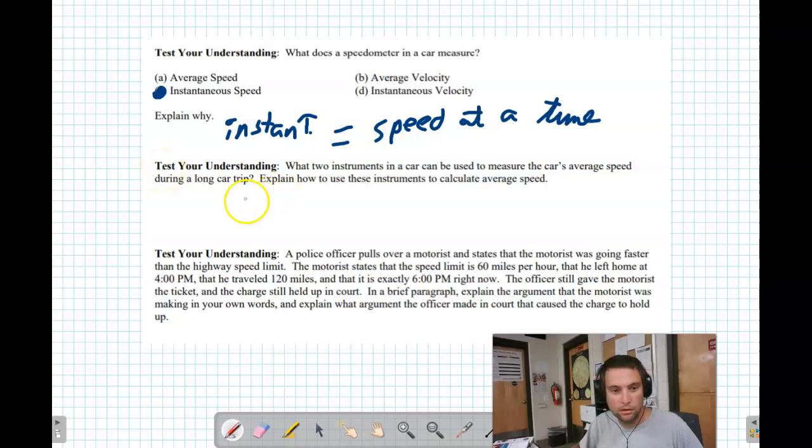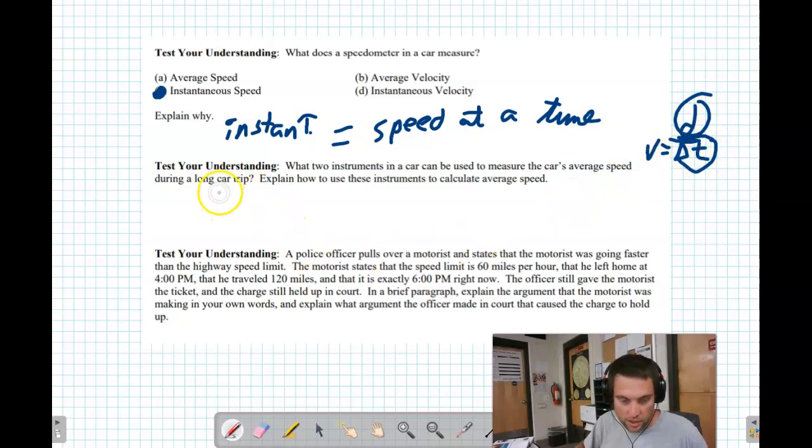Test your understanding. What two instruments in a car can be used to measure the car's average speed during a long car trip? Alright, so think about your equation here. Average speed equals distance over delta t. So what two things in a car do you need to measure your distance and your time?